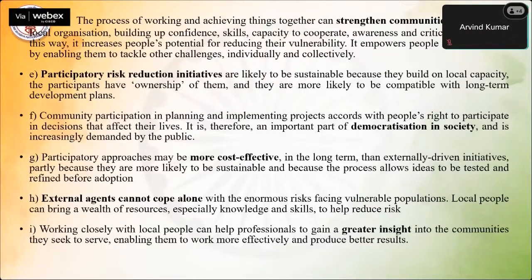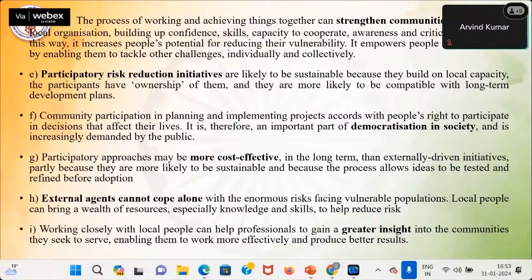It is therefore important part of the democratization in society. In our country, which is a very vibrant democracy, it is also important that those people, whether they are affected or they are making preparation, are part of the management plan. Participatory approaches may be more cost effective. I think it's very well understood because they understand things better. So the wastage also will be less. So it is more cost effective.